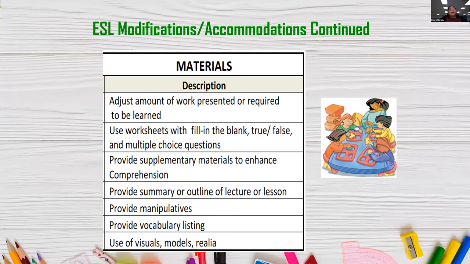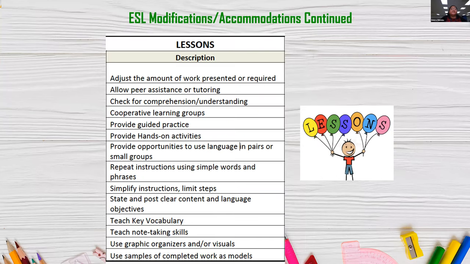Provide supplementary material as well to enhance the comprehension. Provide a summary. Manipulatives are so essential. So when you're learning math, just holding it in your hands and being able to touch it using your sensory motors enable the students to be actively engaged and hands-on with the experience. Vocabulary listing, again, here's a re-emphasis of visuals, models, realia. So these are terms you've heard before, but because it's so important, we do have to repeat it in order for you to be mindful of it and then share it with others as well.